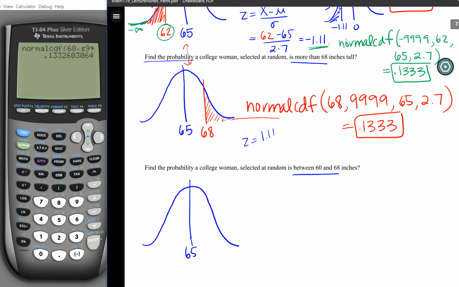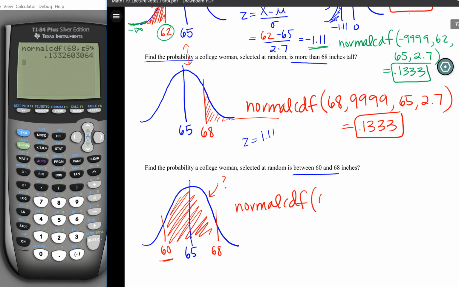The last question, again, if you didn't pause, I strongly encourage you to pause. This is actually the easiest one to do. But if you did it, we're looking at between 60 and 68. Again, this does not have to be drawn well. This is our visualization. That's what we're looking for. So when I go to normal CDF, I'm going to do the lower bound of what I'm interested in, 60, the upper bound, 68, my mean of 65, and my standard deviation of 2.7.